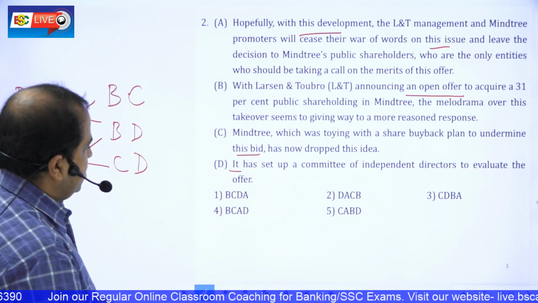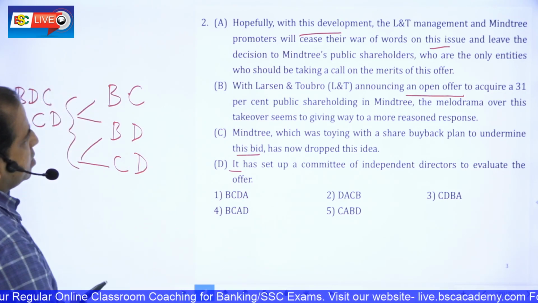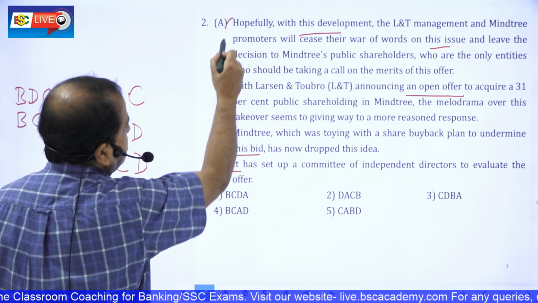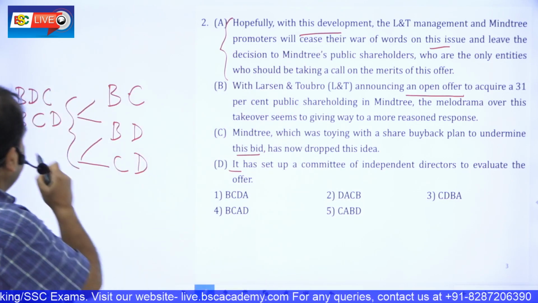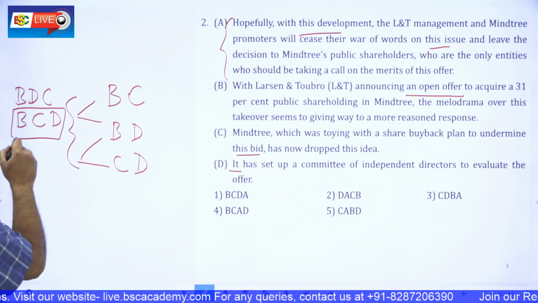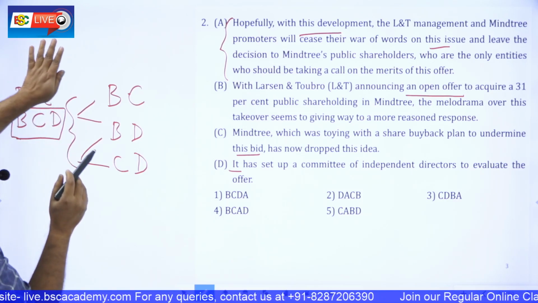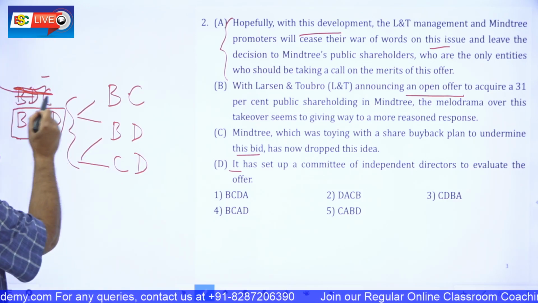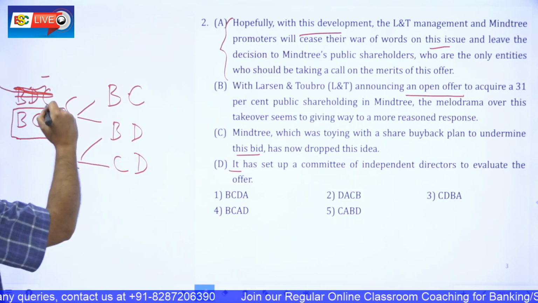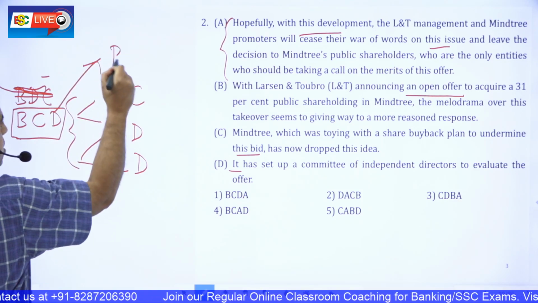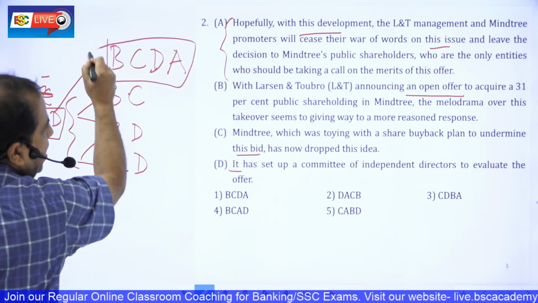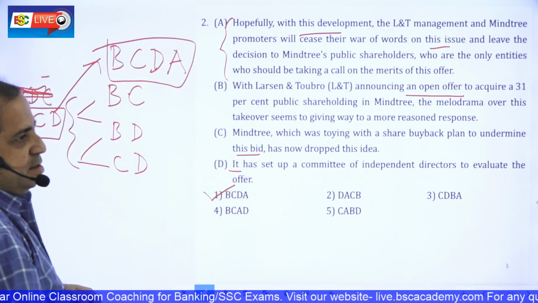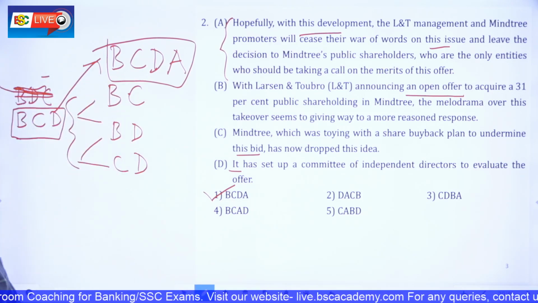So we have this BCD और उसके बाद ये अगर हम देखें hopefully with this development तो ये पूरे को रेफर कर रहा है. So BCD तो पहले हमारा आ गया. Now this should be, so this goes away, BDC, and now this A will come as a conclusion. So what you get is BCDA, and this becomes your answer. Let us move on to the next question.